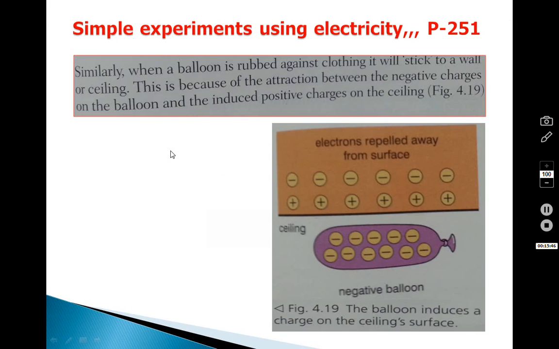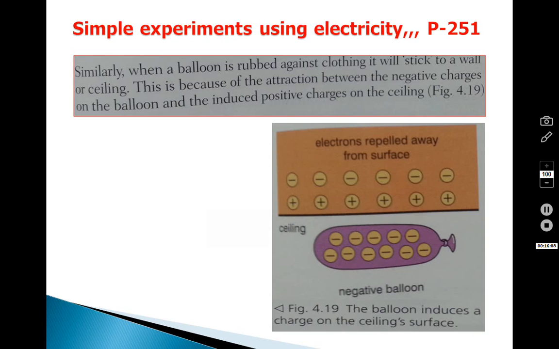Okay, now we will do another simple experiment using electricity. So please turn in your book to page 251 and have a look at figure 4.19, as we can see here in this figure.